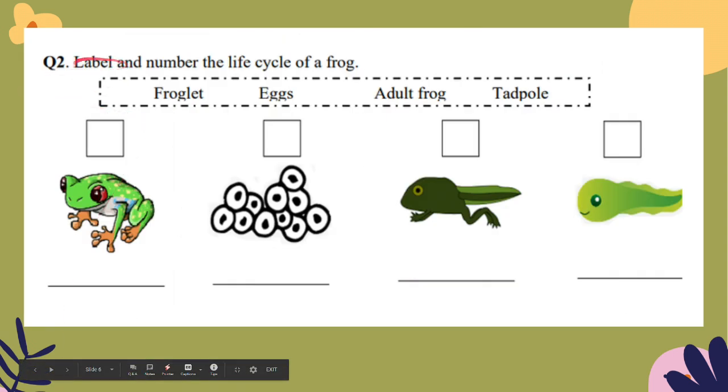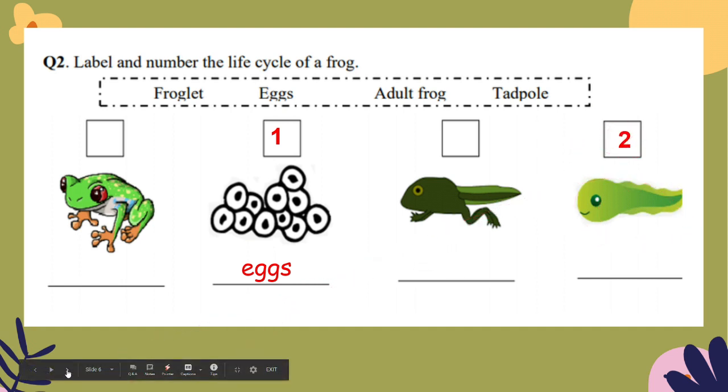For question number 2, you will label and number the life cycle. Choose from these words in the box. You have froglet, eggs, adult frog, and tadpole. The first stage is when frogs lay their eggs. Remember, frogs lay their eggs in water. Now, the second stage is when the eggs hatch. So we call that tadpole.